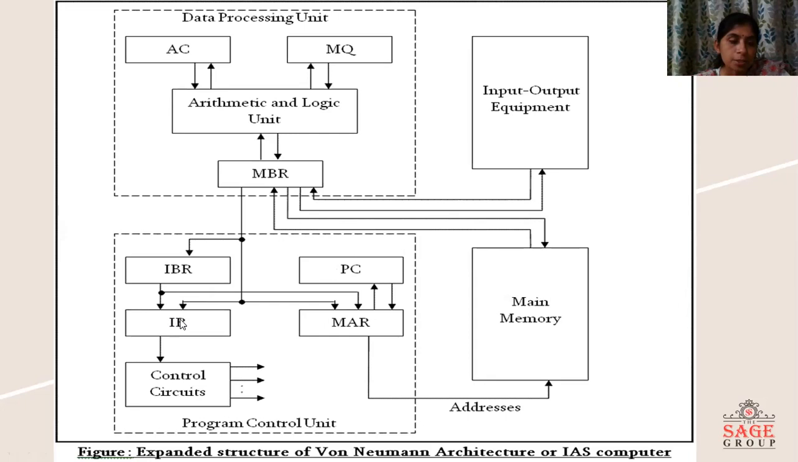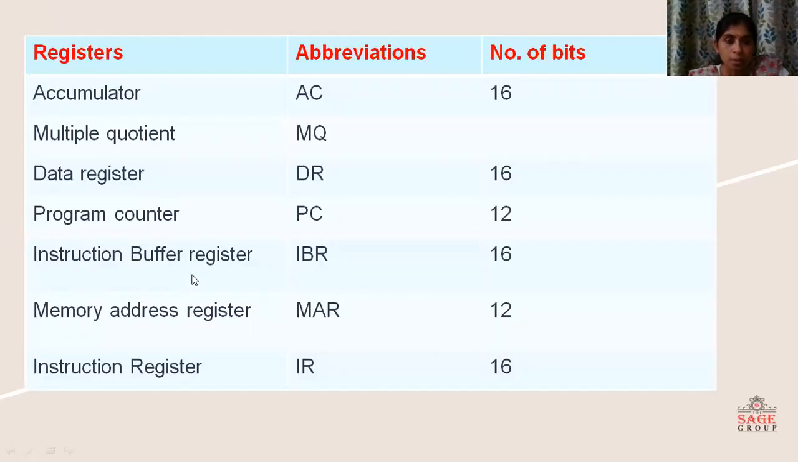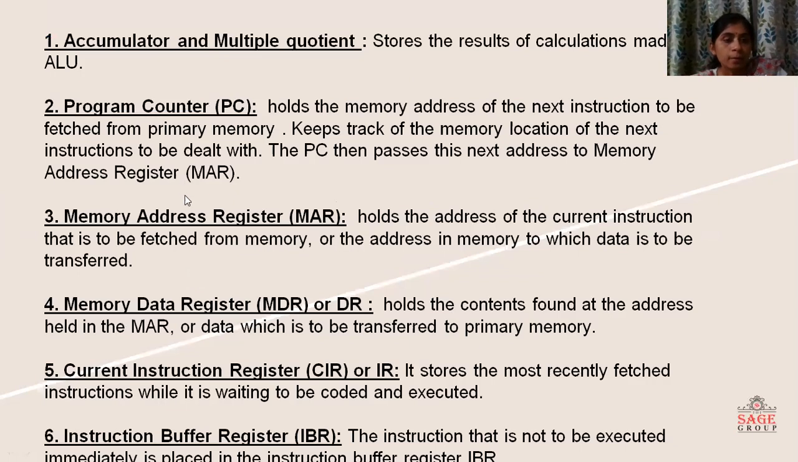The instruction register and IBR: the instruction register holds the instruction to be executed. The instruction register is also known as the current instruction register. It stores the most recently fetched instruction while it is waiting to be decoded and executed.